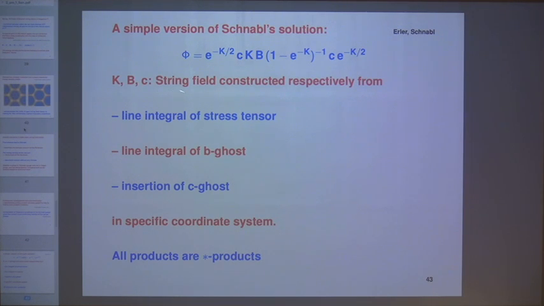So K, B and C are in some sense particular string fields that are constructed from a line integral of the stress tensor, that is K, some line integral of the B ghost, that's B, and some insertion of the C ghost, that's C. Each of these is a string field, and all products that you see here are star products. And of course, when I say line integral of the stress tensor, you have to specify what coordinate system you are using, because the stress tensor is a dimension 2 field and its line integral is not conformally invariant. So you have to specify what coordinate system you use to do this line integral, and that's part of the definition of what K, B and C mean.